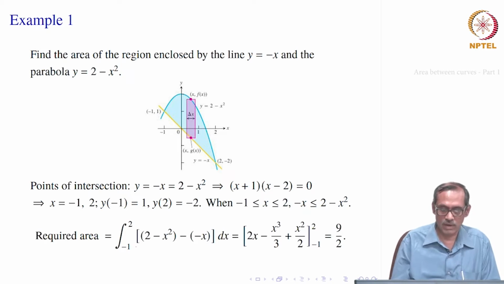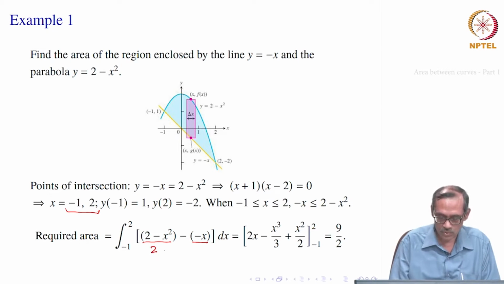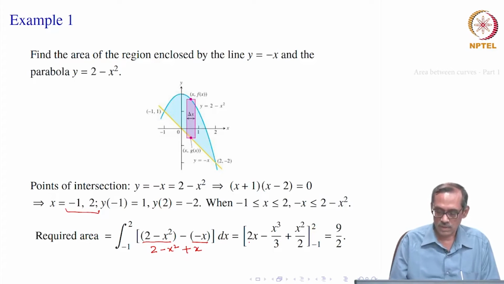Therefore, the required area will be the integral from minus 1 to 2, and 2 minus x square is bigger than minus x. So, it is 2 minus x square minus of minus x, f of x minus g of x, and its integral. When you get the integral, it is 2 minus x square plus x. So, 2 gives 2x, minus x square gives minus x cubed by 3, and x gives x square by 2. This is to be evaluated at 2, evaluated at minus 1, and then subtracted out. That turns out to be, when simplified, 9 by 2.